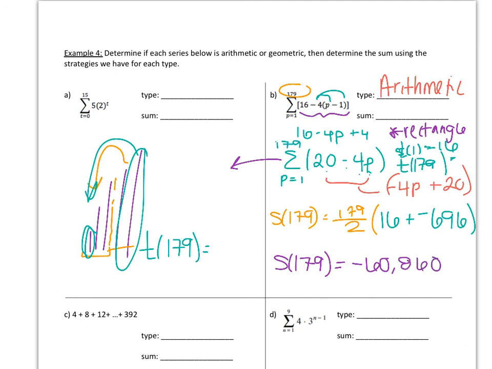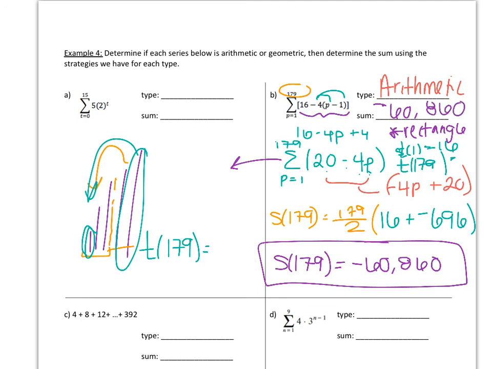So if you did not get that same thing when you type this into your calculator, you might want to go back and try again. So this is just a good review over arithmetic because we have not done arithmetic in this section yet. So that's negative 60,860.